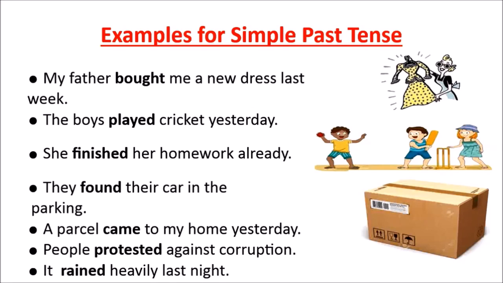Next. People protested against corruption. So, protested here. Why are we adding ed? To mark the simple past tense. Okay. So, people protested against corruption. Look at the next sentence. It rained heavily last night. So, rained here refers to the past tense. That's why we are using ed. And it rained when? It rained heavily last night. Last night in the sense of yesterday night. Clear? Yes.